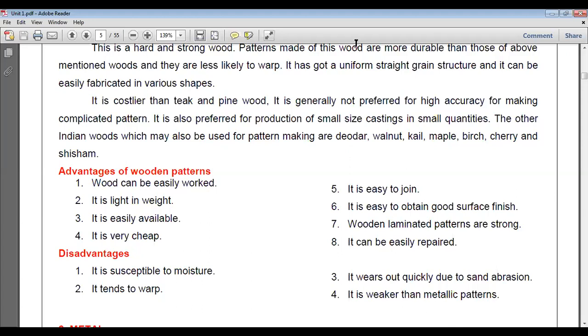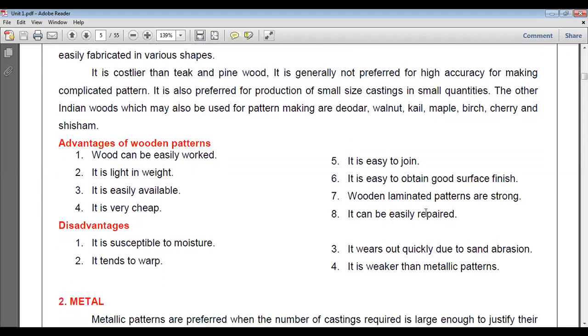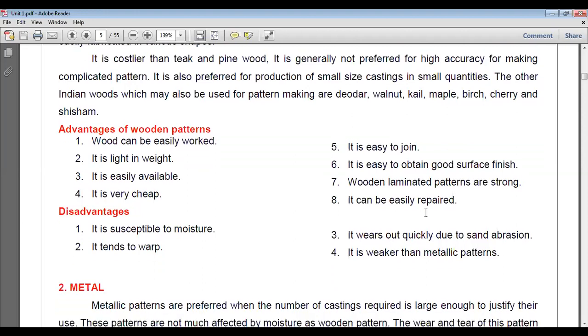But there are advantages because of which wood is most widely used for making patterns. It is easy to join. It has a good surface finish. It can be laminated, and it can be repaired easily. These are the advantages because of which we normally go for wooden patterns. Disadvantages are there, but they are fewer compared to the advantages. That's why wood is the most preferred material for patterns.